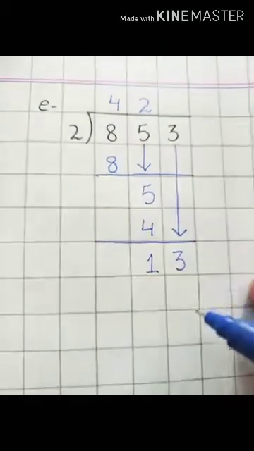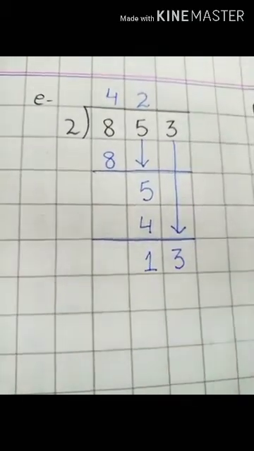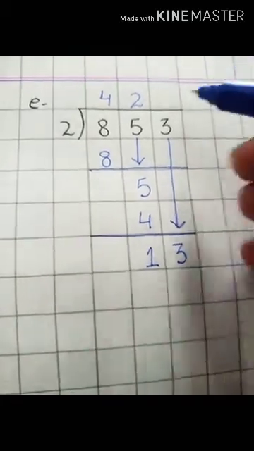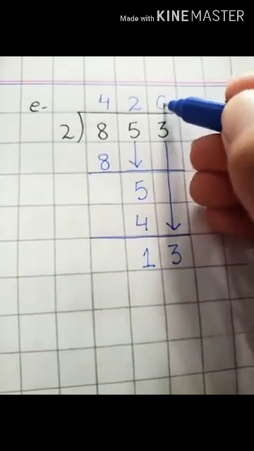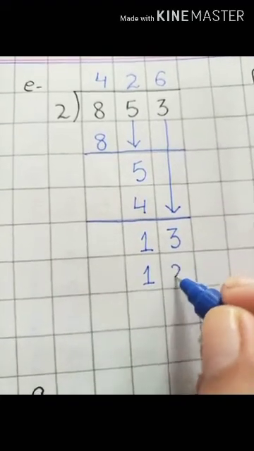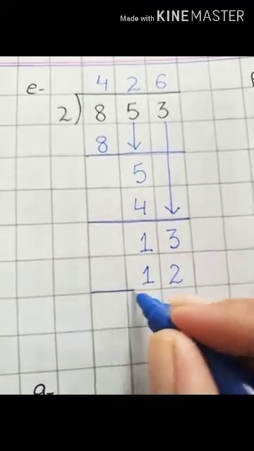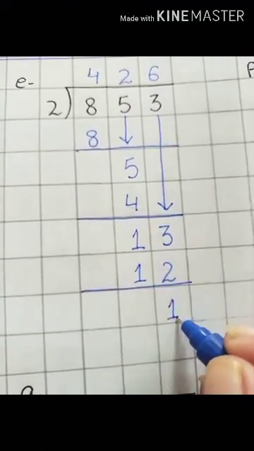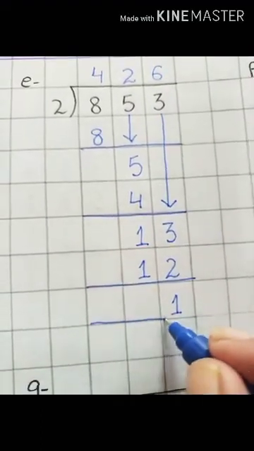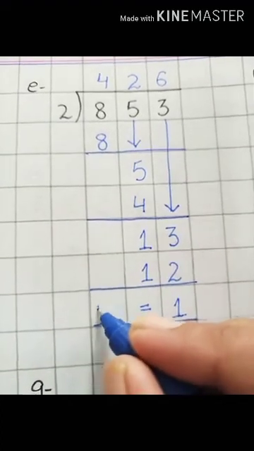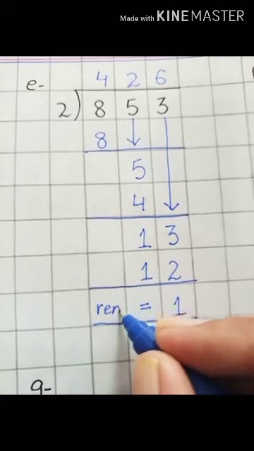Now read the table of 2 till we get 13. Yes, 2 5s are 10, 2 6s are 12. Here I am writing the number 12. So students, next step is subtraction again. 3 minus 2 is 1. This one is smaller than my divisor, so I can't divide it further, and this will become my remainder.